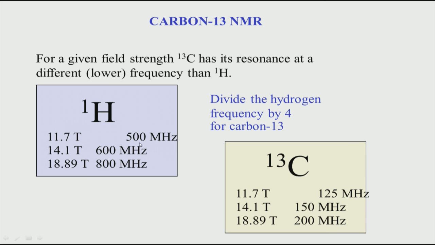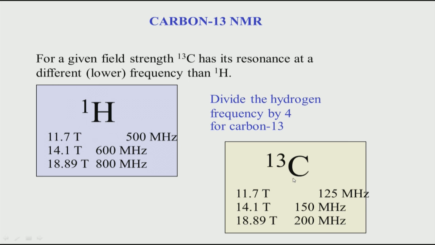So, if hydrogen is 500 megahertz, you have to divide the hydrogen frequency by 4, then it will become 125 megahertz for the same magnetic field. This is constant because we are looking at a given magnetic field, but the operating frequency of hydrogen is this much and for carbon is this much. At 600 megahertz, proportionately it goes down by a factor of 4. At 800 megahertz, it again goes down by a factor of 4. So, everywhere, if you are working at x frequency for hydrogen, x by 4 is the frequency for carbon 13 at the same magnetic field.